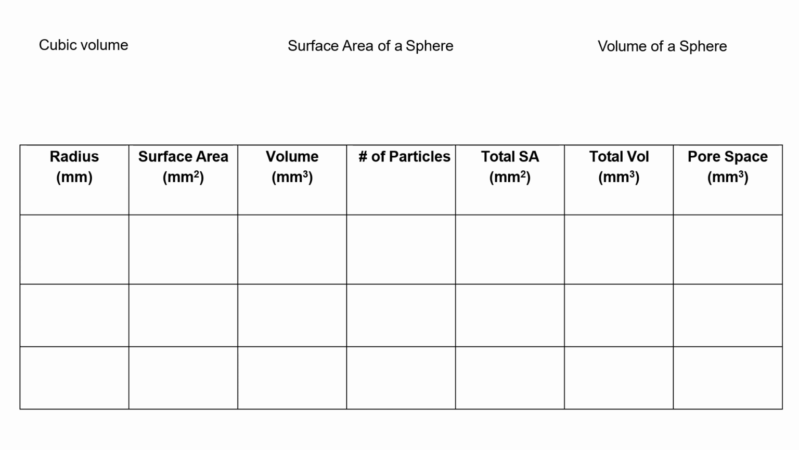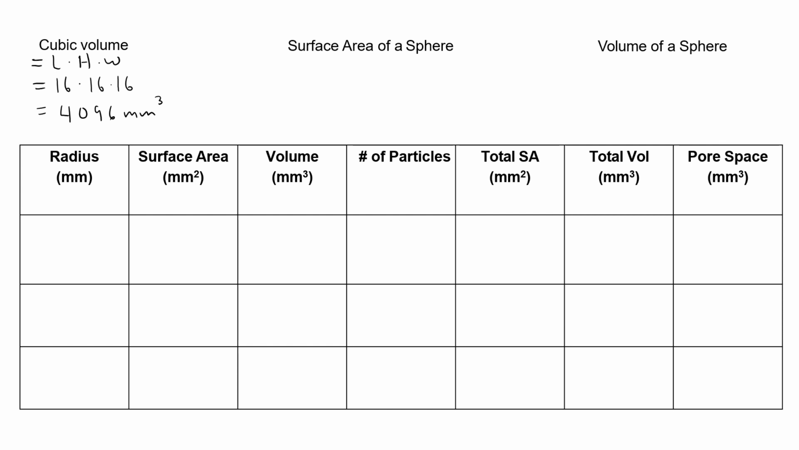And so if we remember that the cubic volume is equal to length times height times width. And so for that example on the previous slide, we had 16 times 16 times 16 is equal to 4,096 millimeters cubed.